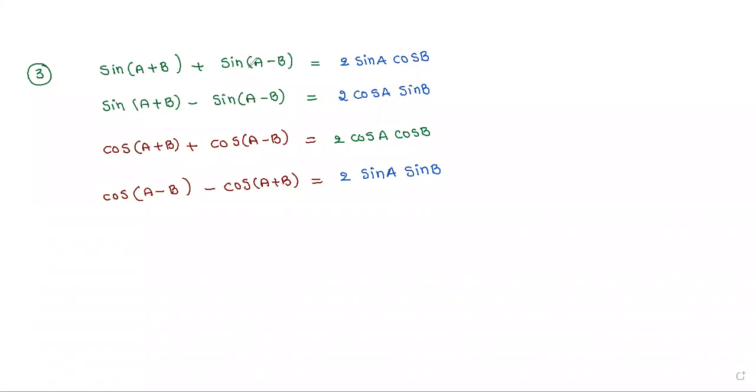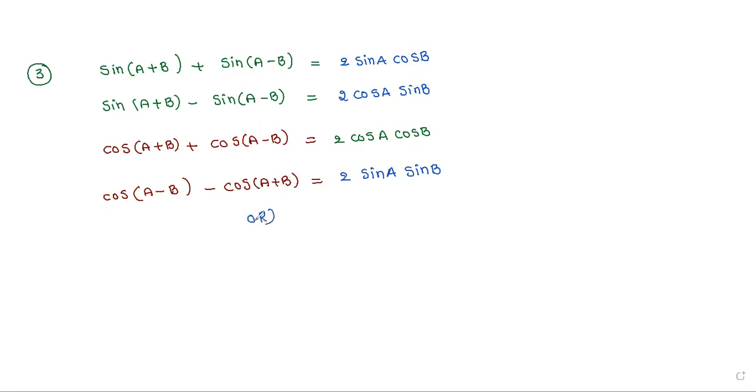Sin of a plus b plus sin of a minus b is equal to 2 sin a cos b. Sin of a plus b minus sin of a minus b is equal to 2 cos a sin b. So cos of a plus b plus cos of a minus b is equal to 2 cos a cos b. Cos of a minus b minus cos of a plus b is equal to 2 sin a sin b.